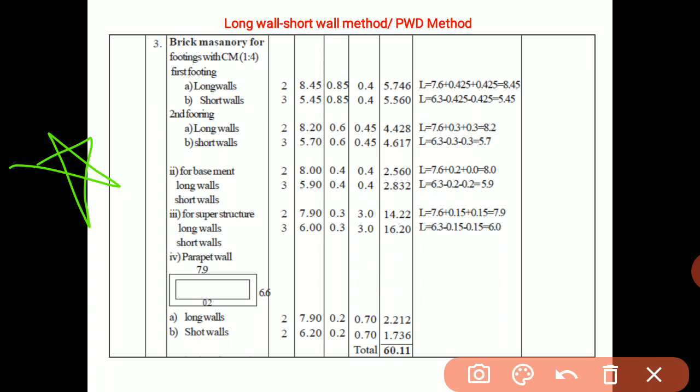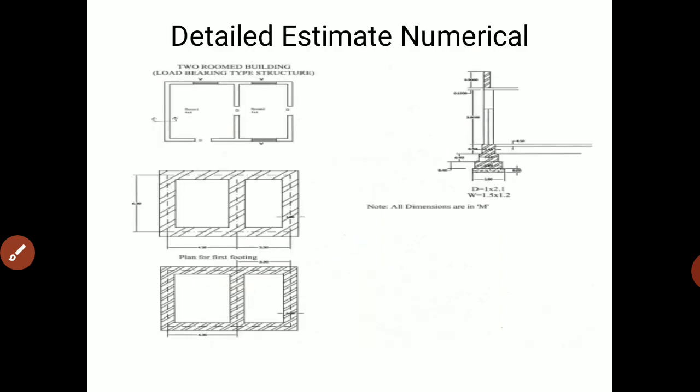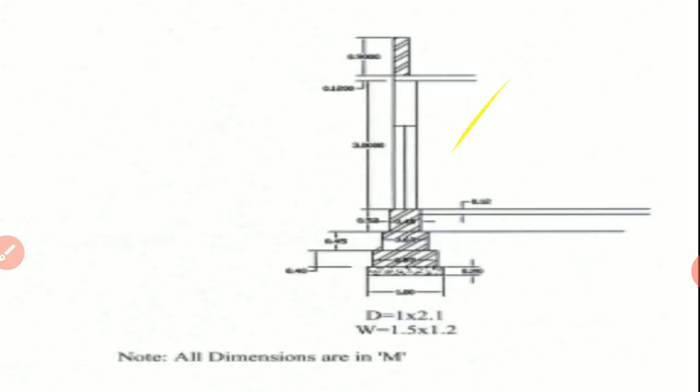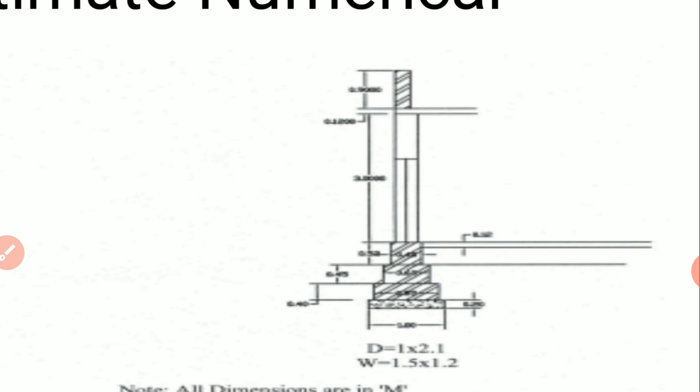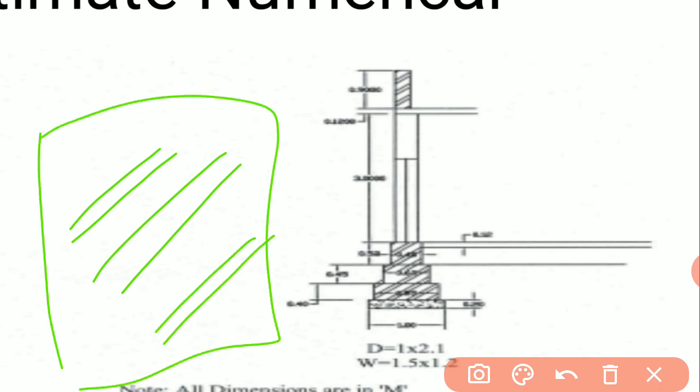Now here we are going to do this brick masonry work for substructure and also for superstructure. And you know this symbol of brickwork. Clear? Okay, this is the symbol of brickwork you have studied in your APDB subject or BTP subject. This is the symbol for mentioning the brickwork. So here we are going to do the brickwork.